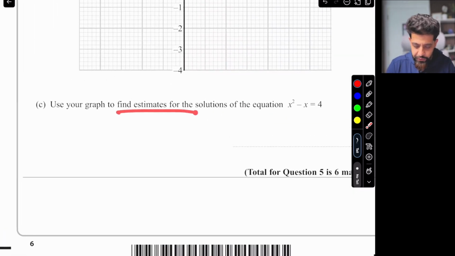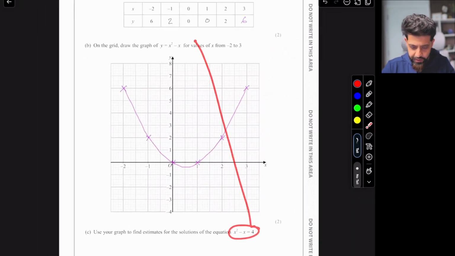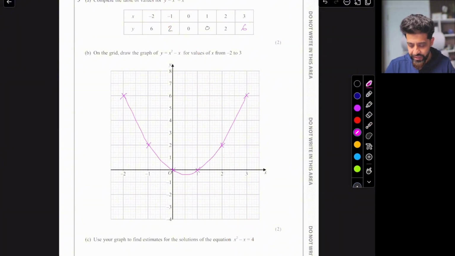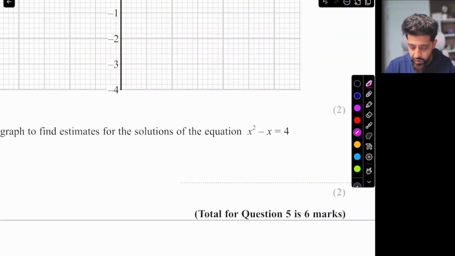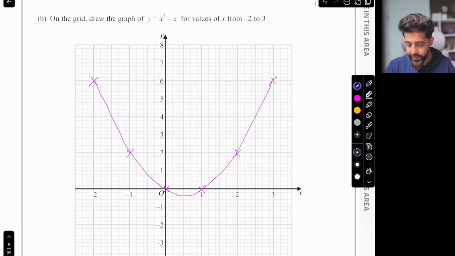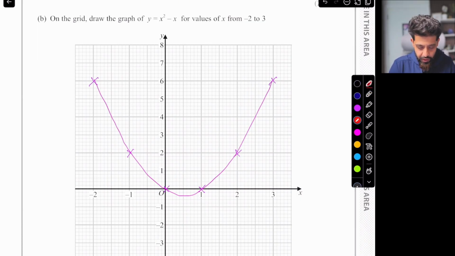Right, then it says use your graphs to find an estimate for the solutions. Now, what do you notice here between what you've been given? Can you see that you've got this 4 and this y? So you've got another graph here, which is a y equals 4 graph, because the y has been made equal to 4. So what does a y equals 4 graph look like? It's a straight line, so straight line at where y is always equal to 4.